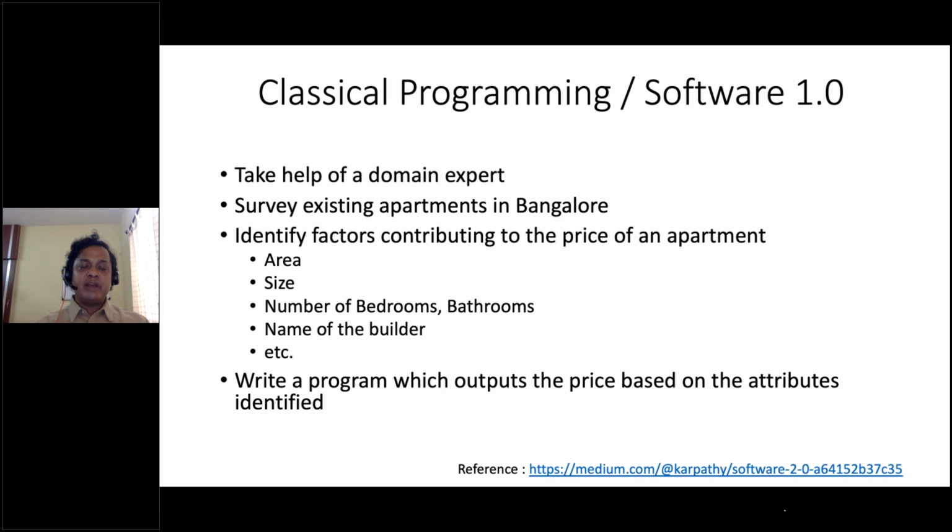Once they have identified the factors contributing to the price, they will come up with a list of hard-coded rules. The rule would be something like this: if the area is Indiranagar and the builder is this, and if it is a high rise and the apartment is a 3 BHK, then the price would probably be the size of the apartment times the square feet or something like that. So that's going to be a rule, very specific hard-coded rules. And once they have the rule, they will write an explicit program where they will embed the rules.